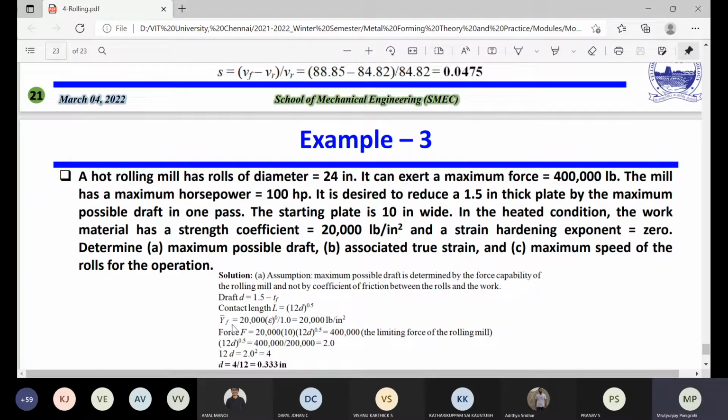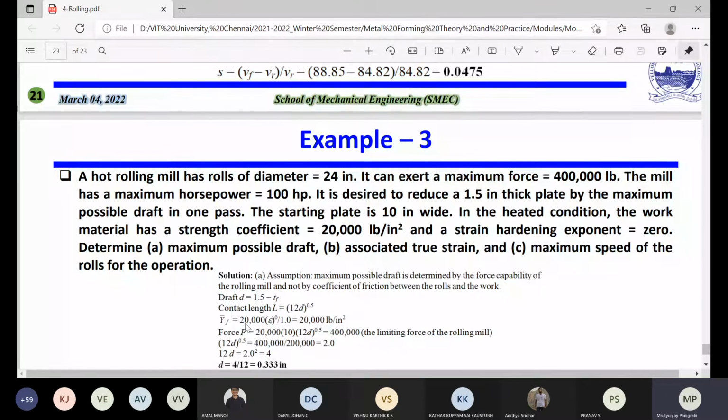And the average flow stress you can take as K is given. How much is K? The strength coefficient is 20,000. So 20,000 epsilon to the power 0 divided by 1 plus n. n is 0, so this is 1. Epsilon value is not given, but epsilon to the power 0 will be 1, because any value you put instead of epsilon, since the power is 0, you will get 1. So this YF bar equals 20,000, the same value, 20,000 LB per inch square.